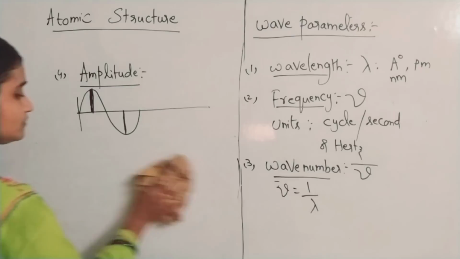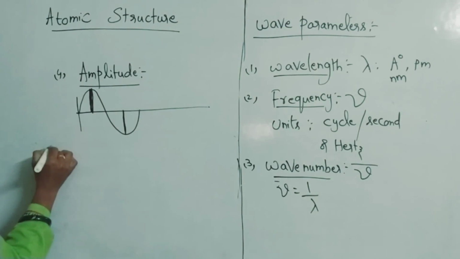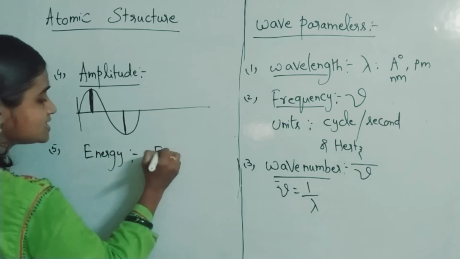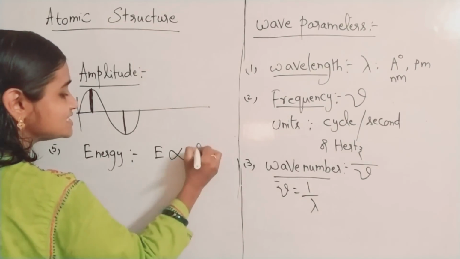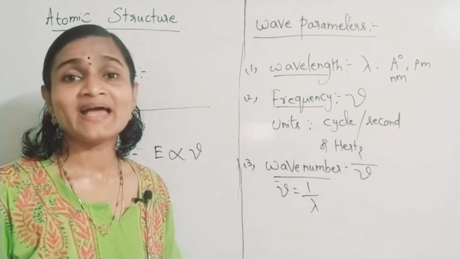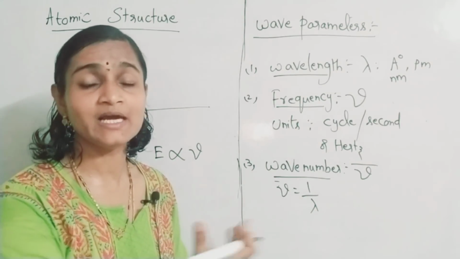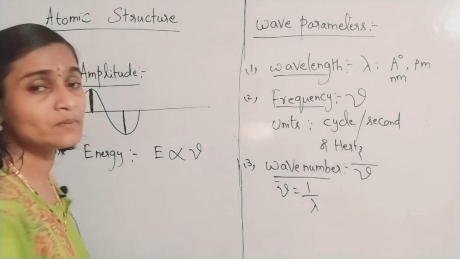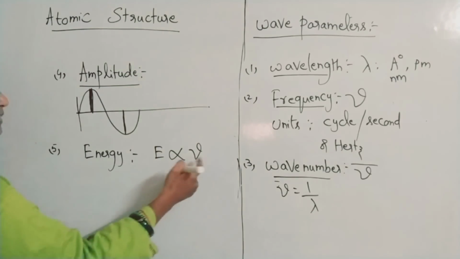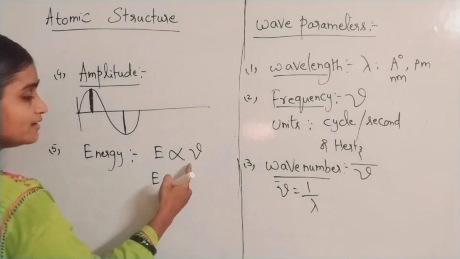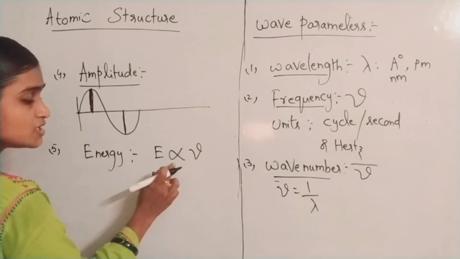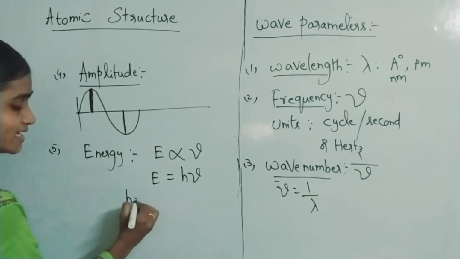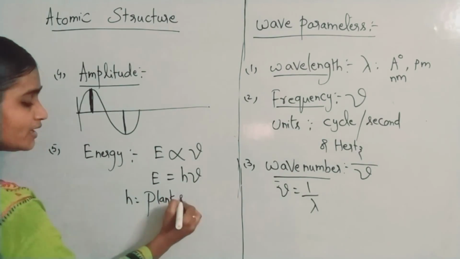Energy of a wave. What is energy? All electromagnetic radiations possess energy E, which is directly proportional to frequency. This is according to Max Planck. We'll be learning about Max Planck's theory shortly. So energy of electromagnetic radiations is directly proportional to frequency. E is directly proportional to nu, and E is equal to h nu, where the proportionality symbol is replaced by an equality symbol by keeping a constant h. Here h is called what? Planck's constant.